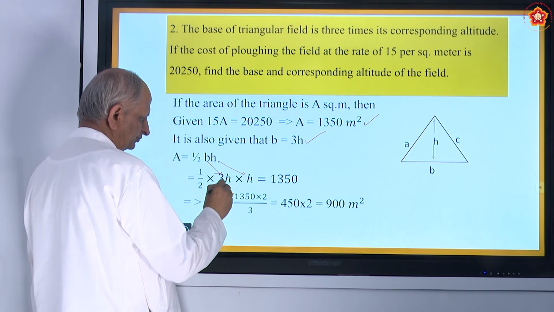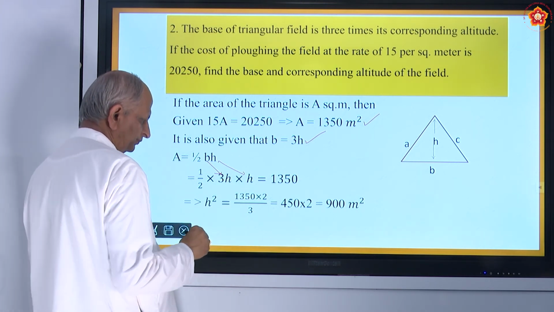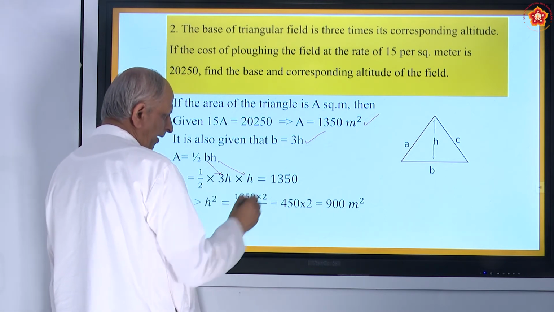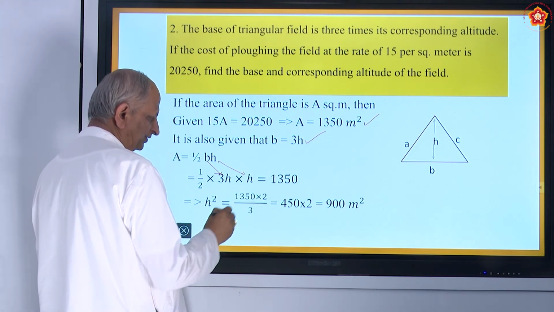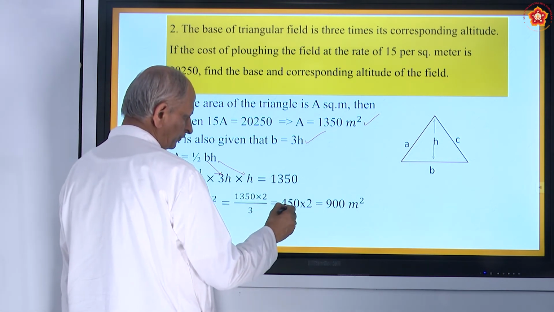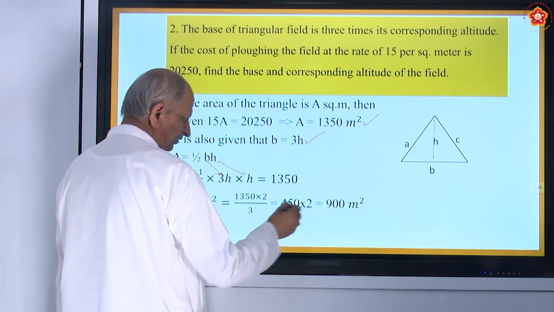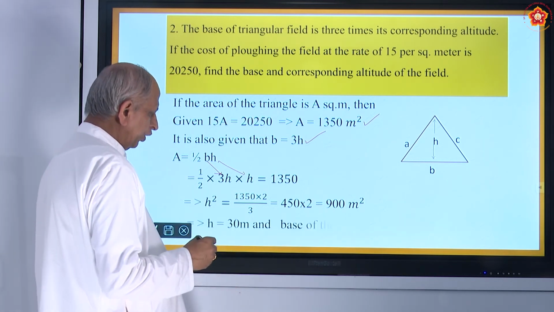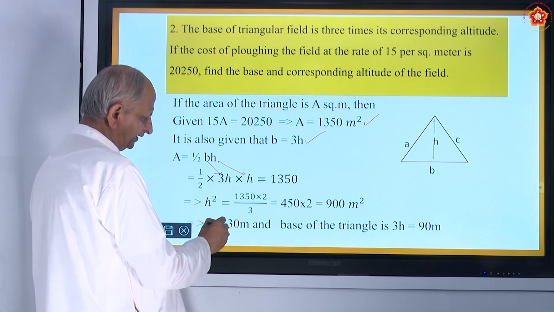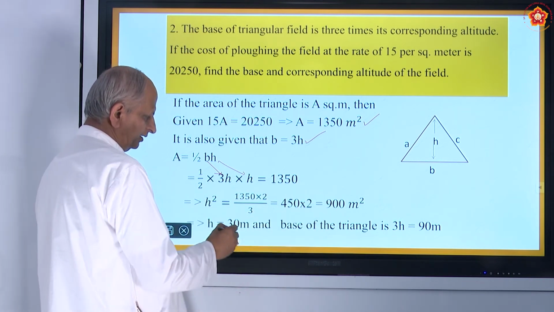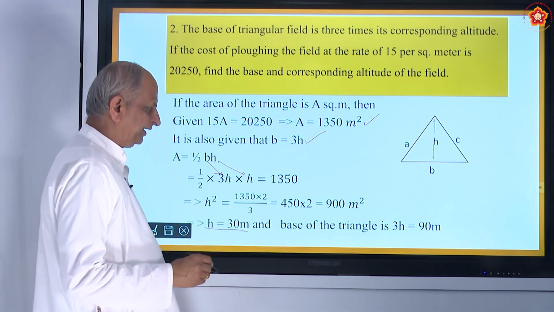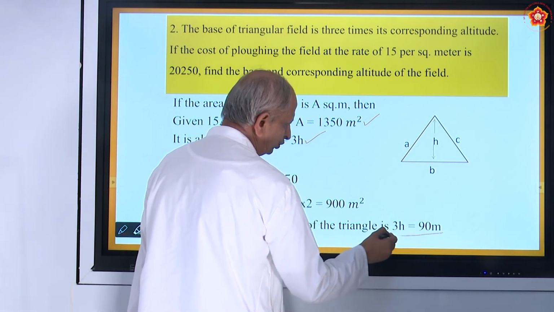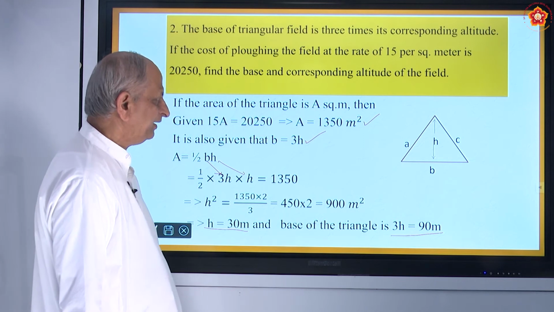So 3H into H, 3H square it becomes. If you bring that 3 down, it becomes 1350. This 2 will go up. 1350 into 2 by 3. If you cancel, you get 450, and into 2, that is equal to 900 square meters. That is the height square. How to find out height? Height is square root of 900, that is equal to 30 meters, and base will be 3 times height, that is 3 into 30, that is equal to 90 meters.